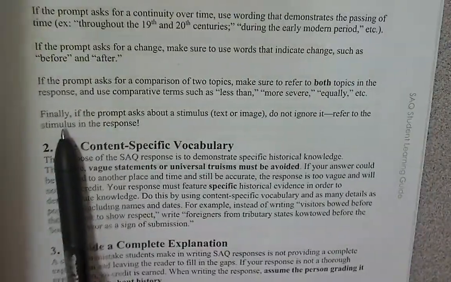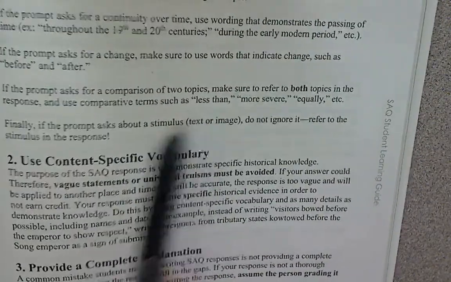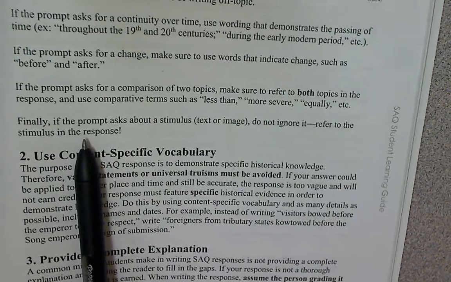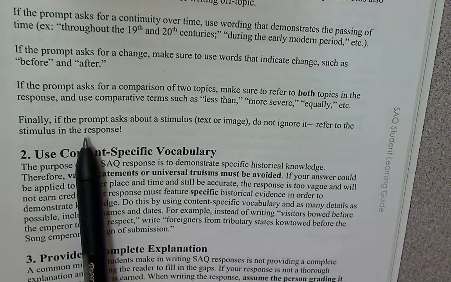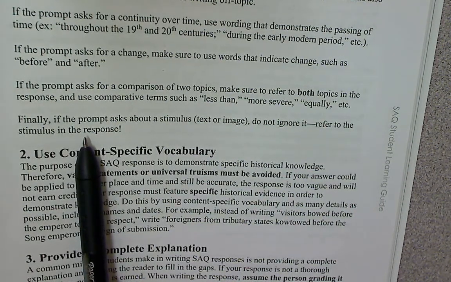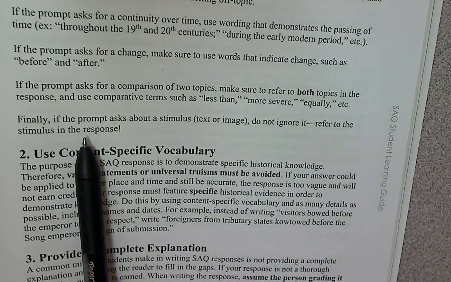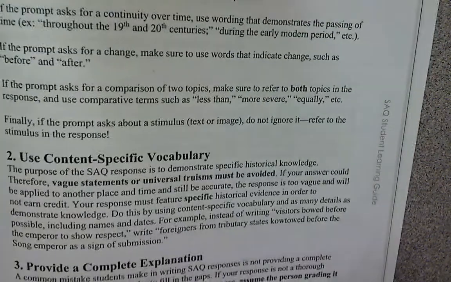If the prompt is asking about a stimulus, which is a passage or a picture, you have to refer to it in your response. I graded SAQs the first year they came out on the AP test, and it had a picture that went with it. If you did not refer to the picture in your response, it didn't matter if your response was 100% historically correct and it answered the question. If you did not mention the picture, you got it wrong.